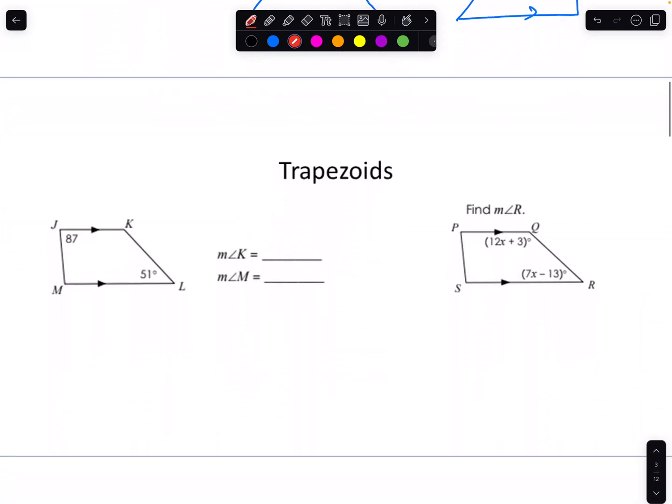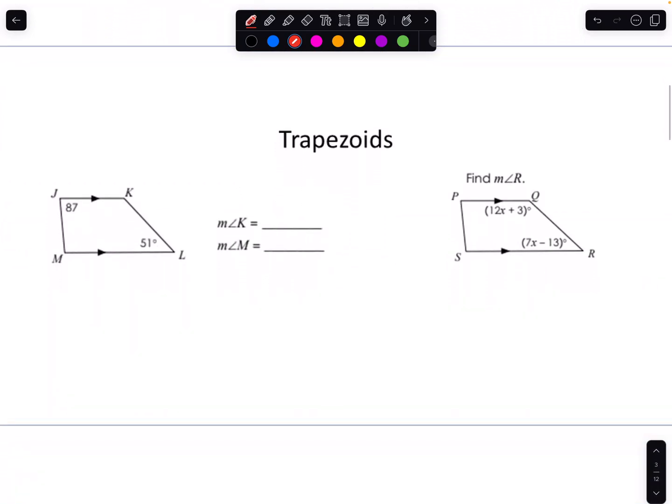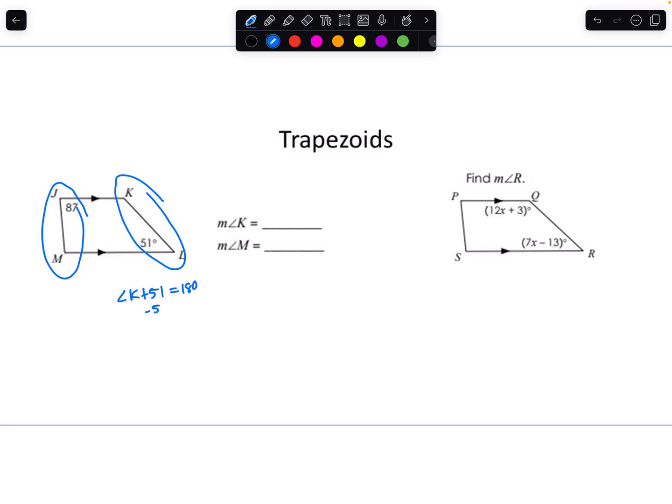So as you can see here in the first scenario, we're trying to find the measure of angle K and angle M. So I know that these two angles add up to 180 and these two angles add up to 180 because those are the consecutive angles between the parallel lines. So let's start with angle K. I know that angle K plus 51 should equal 180. When I solve for angle K, I get angle K will equal 129.